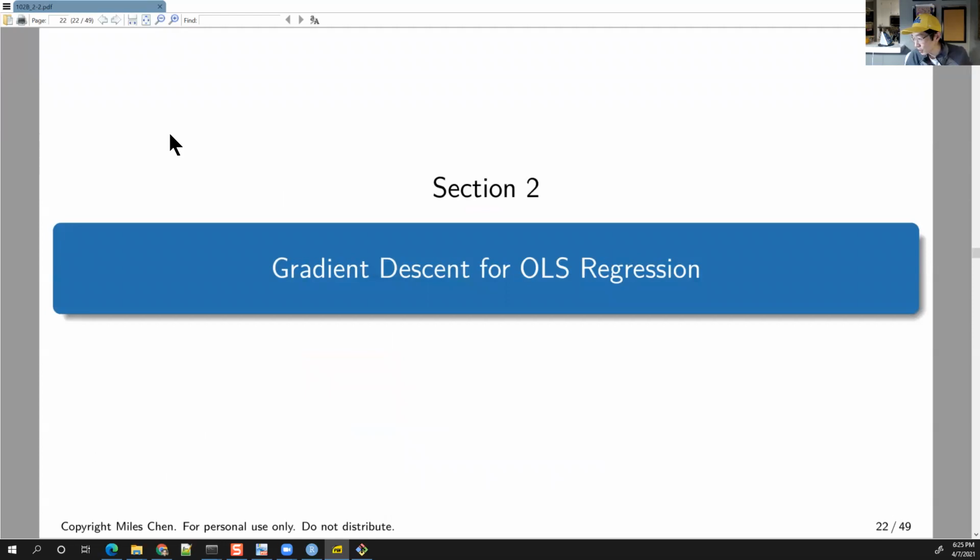All right, so let's take a look at how gradient descent would work for least squares regression. We'll use gradient descent for least squares regression. Before I do that, let me go ahead and give you your second quiz answer.